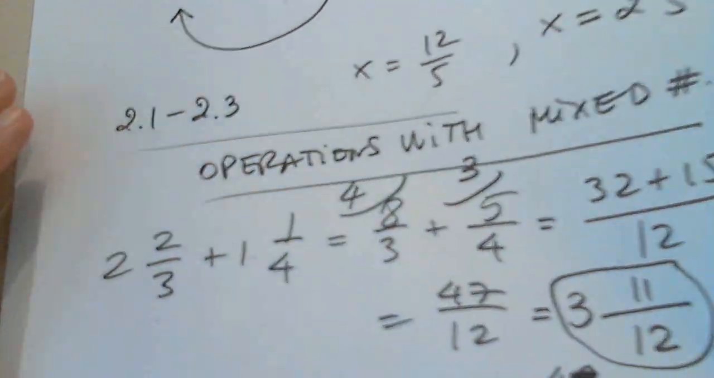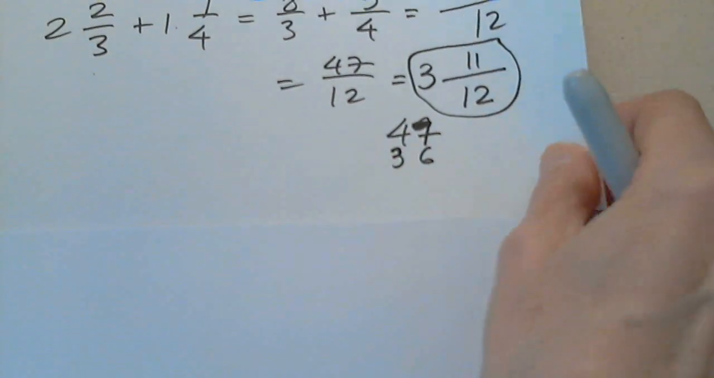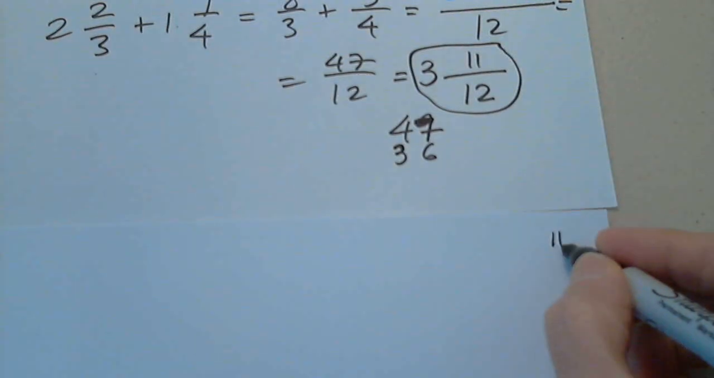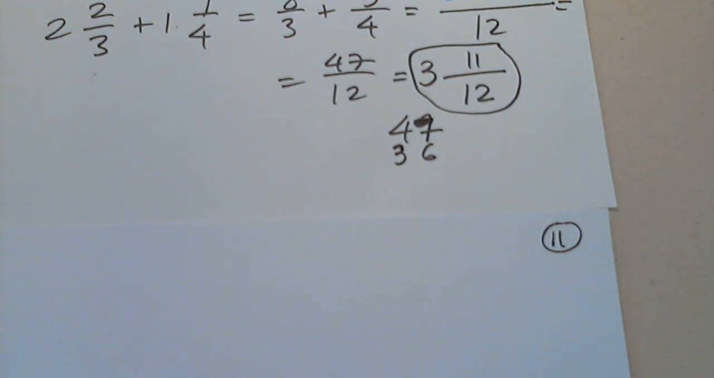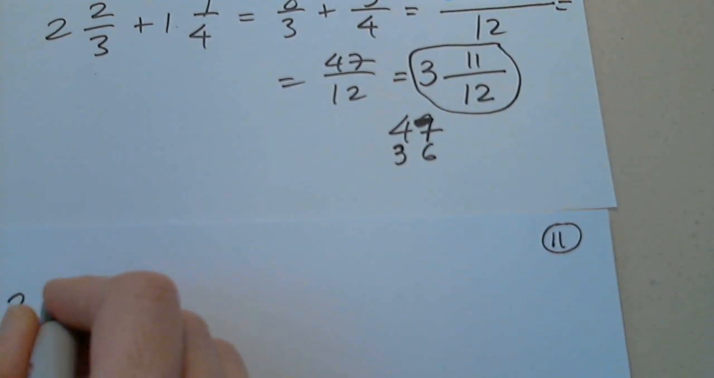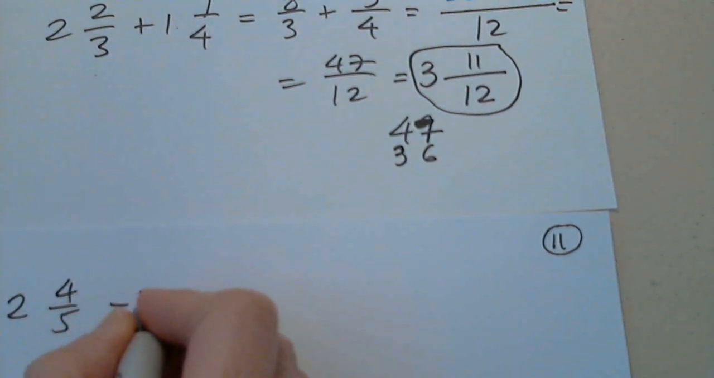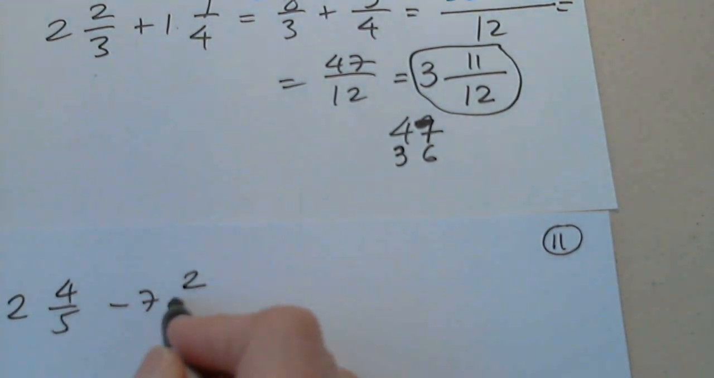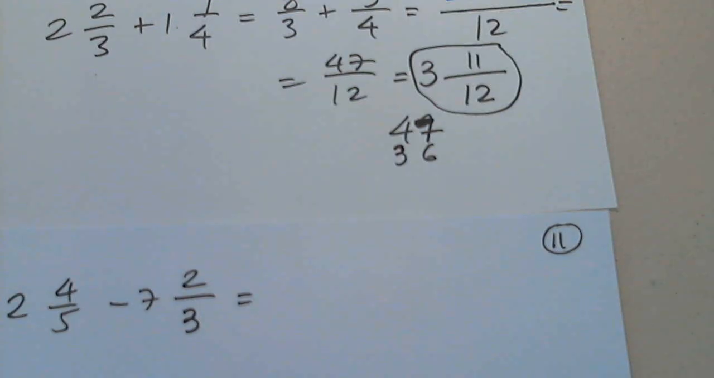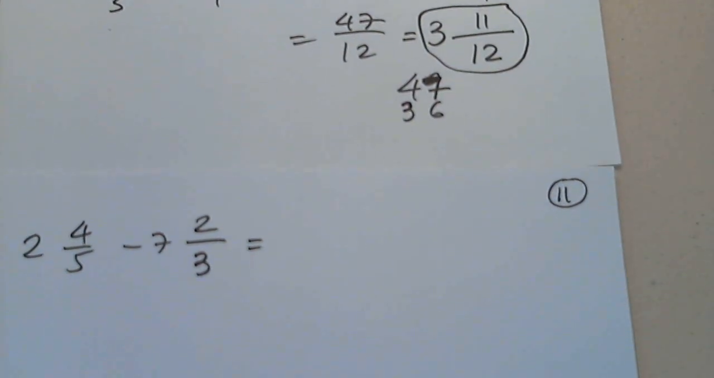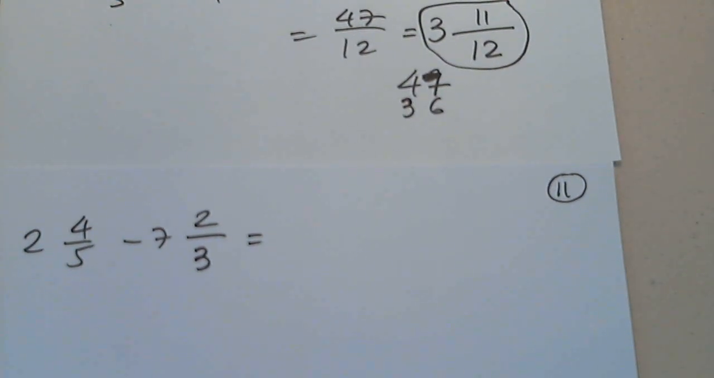Let's look at a subtraction. Let's say 2 and 4/5 minus 7 and 2/3. Take a moment, let's see what we get. Please put the integers back in. Find the least common denominator and then subtract. And let's see what we get. And then we'll talk about multiplication and division of mixed numbers.